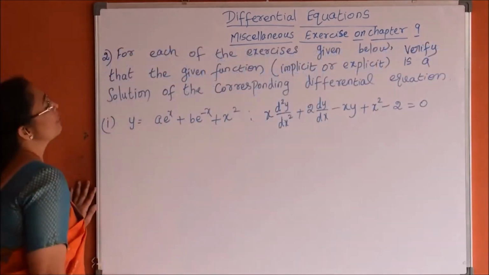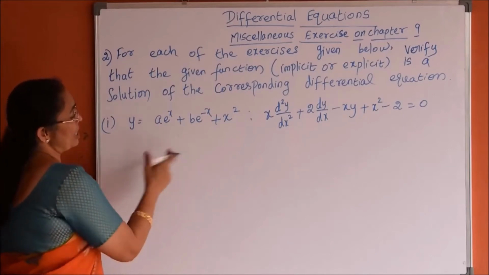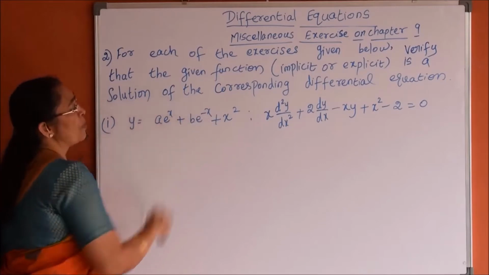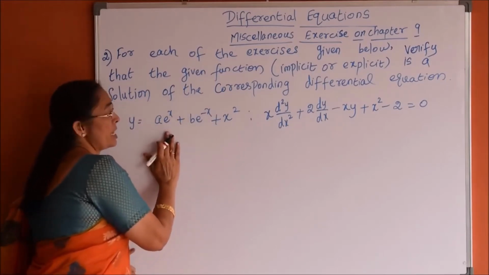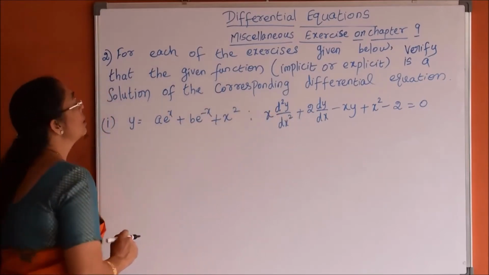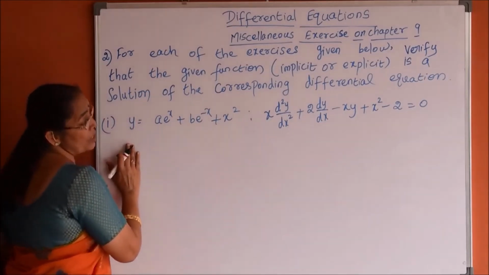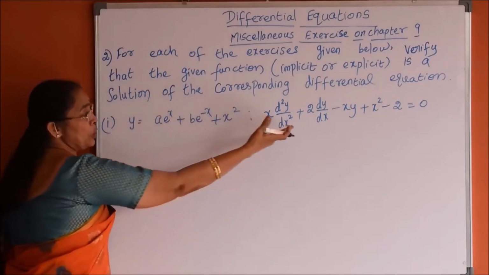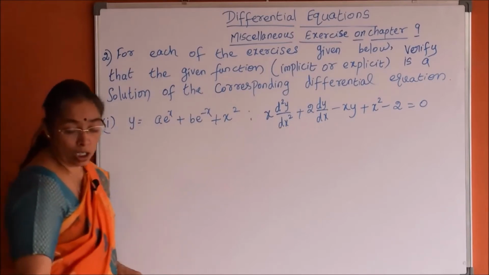Second problem: for each of the exercises given below, verify that the given function, implicit or explicit, is a solution of the corresponding differential equation. So, we should check whether this equation is a solution for the given differential equation or not. We first differentiate this and find dy by dx and d square y by dx square, then we substitute in the equation and check whether it is satisfied or not.